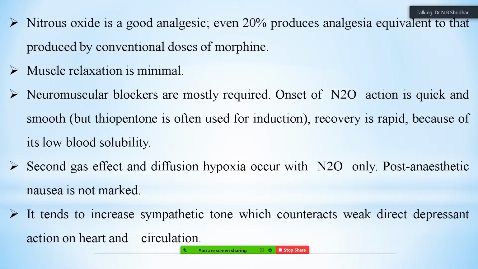Many times after administration of the anesthesia, many of the patients start vomiting because of the stimulation, and also the chemoreceptor trigger zone stimulation, and also the pungent odor of the anesthetic. That's also very important. It tends to increase sympathetic tone, which counteracts the weak direct depressant action on the heart and circulation.